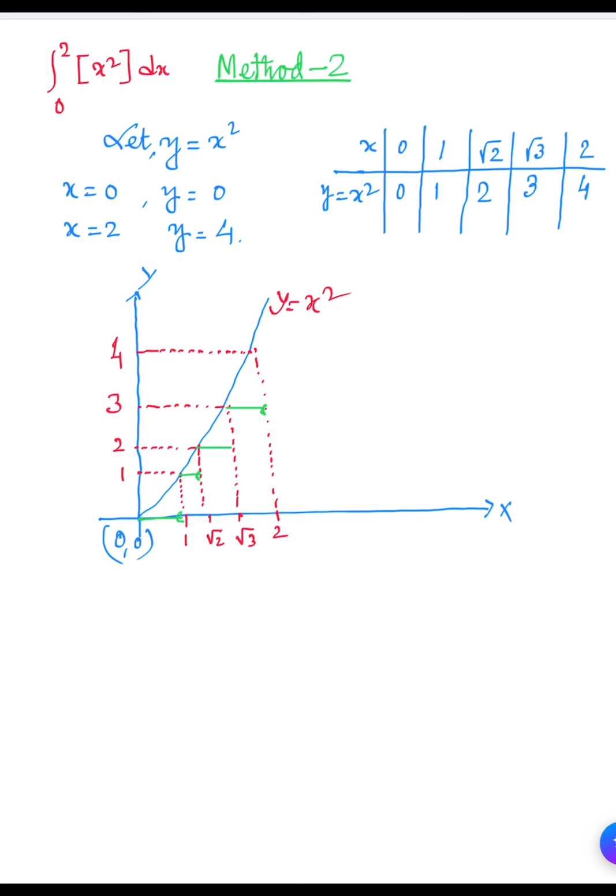Here we can see that 4 rectangles are formed. The rectangles are this, this, this, and here, and here. But this is a line. So we have to find out only the area of 3 rectangles for finding the value of integral 0 to 2 of greatest integer of x square.